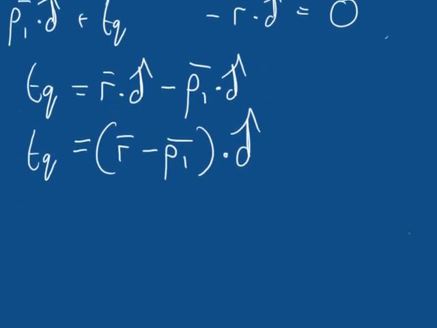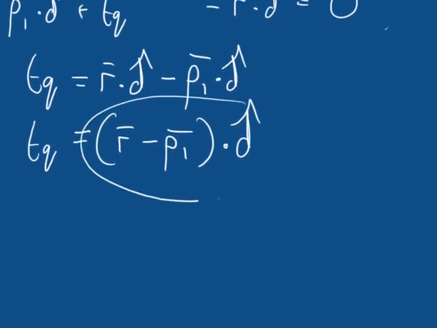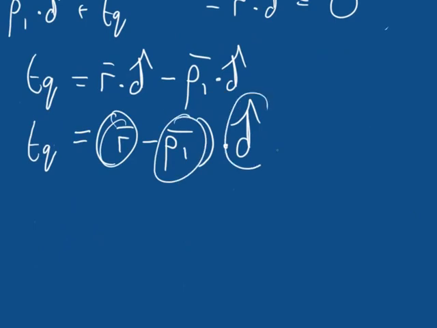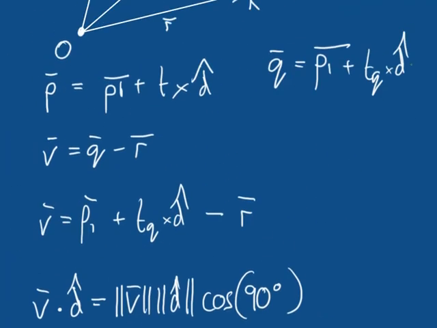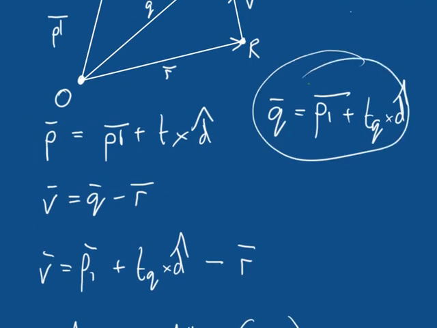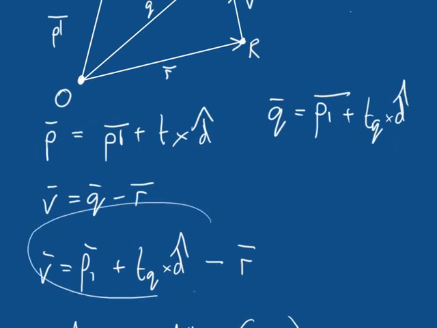How did we find TQ? We find TQ as the dot product of R minus P1 with D. Again, we know R, we know P1, we know D. So we can find TQ in terms of what we know. We can use that to find Q in terms of what we know, and we can use it to find V in terms of what we know.